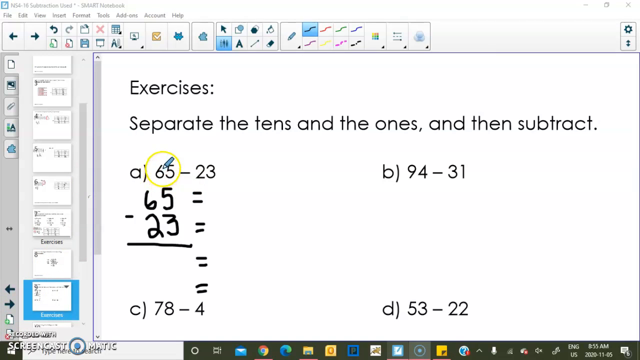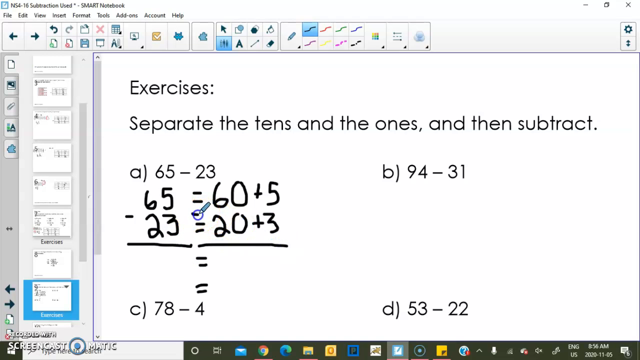Okay, grade 4s, let's try 65 subtract 23. Okay, so we're going to separate the tens and the ones and then subtract. So 65, we know we have 6 tens, which equals 60, and we have 5 ones. Okay, and for 23, we have 2 tens, which equals 20, and we have 3 ones left over.